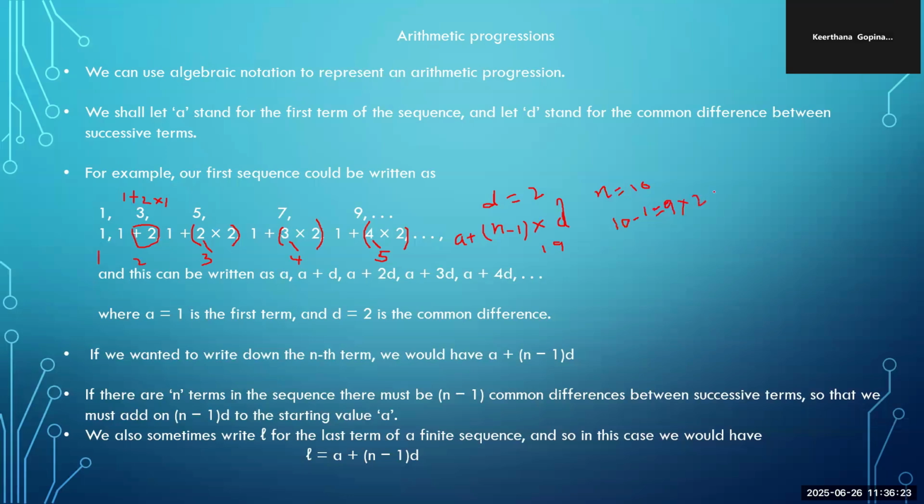9 into 2 equal to 18. Plus A. A is 1. That is 19. So similarly, find out the 30th term.